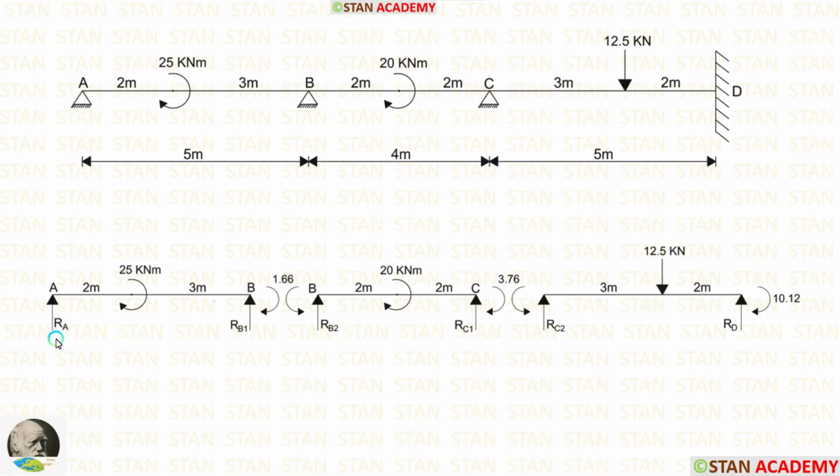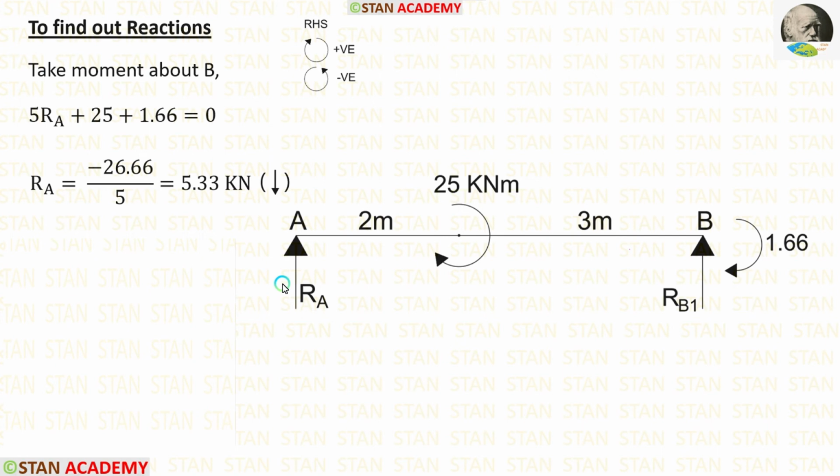Now, we are going to calculate the vertical reactions. First, let us take the span AB and calculate the vertical reactions. In the span AB, there is only one moment, MB, which is acting in the clockwise direction. In this span, first I am going to calculate RA. For that, I am going to take moment about B. In this case, I am moving towards right hand side. Clockwise will be positive and anticlockwise will be negative.